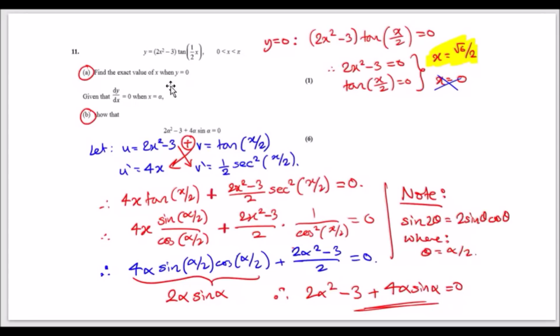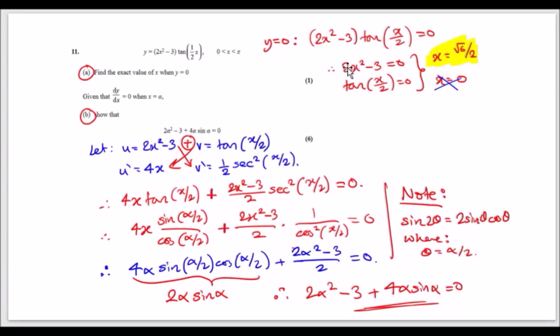Now, do what it says, pop in y is 0, so you have an equation like that, equate to 0. And now just make both of these equal to 0, because the first term times the tan term will be 0. So essentially you have 2x squared minus 3 is 0, or tan x over 2 is 0.